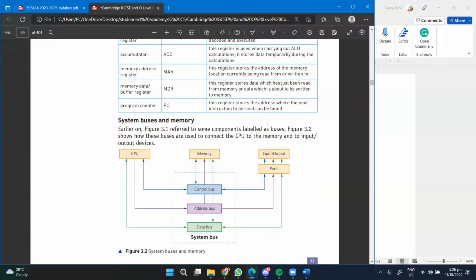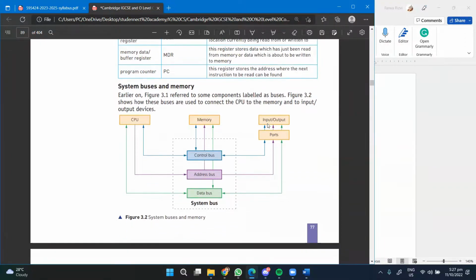The next one is the address bus, and this one is always going to be unidirectional. You can see that the addresses are being sent from the CPU to the address bus, and then from the address bus to the ports, but never the other way around. And then there's the data bus, which is bidirectional, so it's similar to the control bus. It's being sent to and from all of the units: the CPU, the memory and the input output devices.